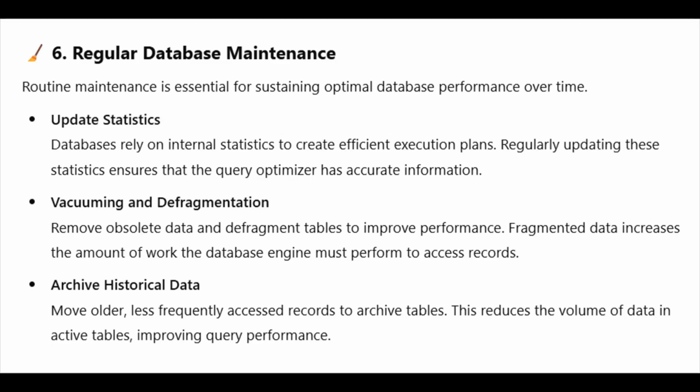Regular database maintenance. Routine maintenance is essential for sustaining optimal database performance over time. Update statistics. Databases rely on internal statistics to create efficient execution plans. Regularly updating these statistics ensures that the query optimizer has accurate information. Vacuuming and defragmentation. Remove obsolete data and defragment tables to improve performance. Fragmented data increases the amount of work the database engine must perform to access records. Archive historical data. Move older, less frequently accessed records to archive tables. This reduces the volume of data in active tables, improving query performance.